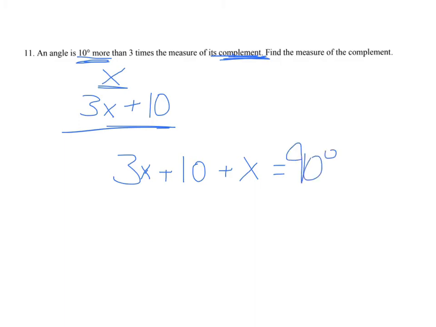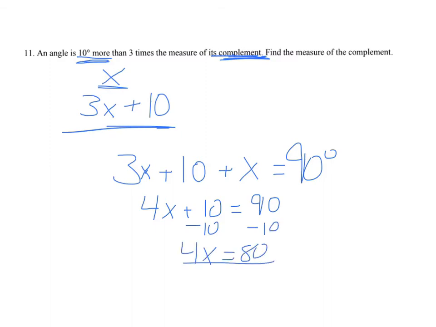Again, this is a complement. Complementary means 90. So I'm going to add up to 90 degrees. Now I combine like terms. I get 4x plus 10 equals 90. Subtract 10. I get 4x equals 80. Divide by 4. And I find out that x equals 20 degrees, right? Because x is a degree measure.